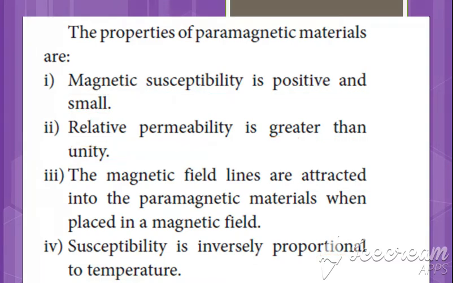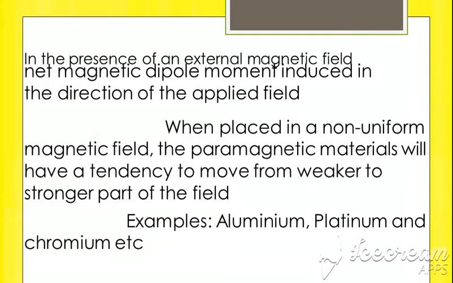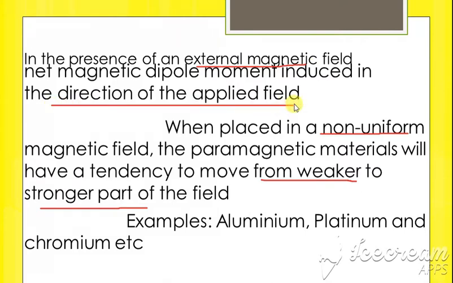Next is again when it is placed in a non-uniform and a uniform magnetic field. First, when you place it in a non-uniform field, it moves from the weaker to the stronger part. There we saw that it moves from stronger to weaker part, here it is weaker to stronger part. When placed in an external, uniform magnetic field, it moves in the direction of the applied field. There it moves in the opposite direction, here it moves along the direction. Examples: aluminium, platinum, and chromium.